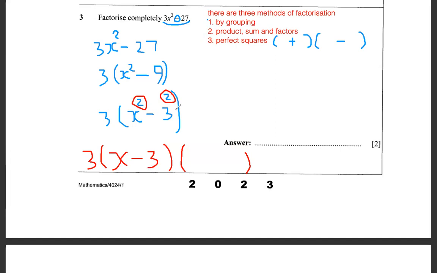When we remove the powers, we are going to have a repetition of whatever we have written inside the bracket, except at this time, we are going to have a different sign here. We are going to have x plus 3. So this is the final answer for the factorization that we have here, which is 3 outside, x minus 3, and we have x plus 3. So that is the final answer. That's the method for the product sum and factor.